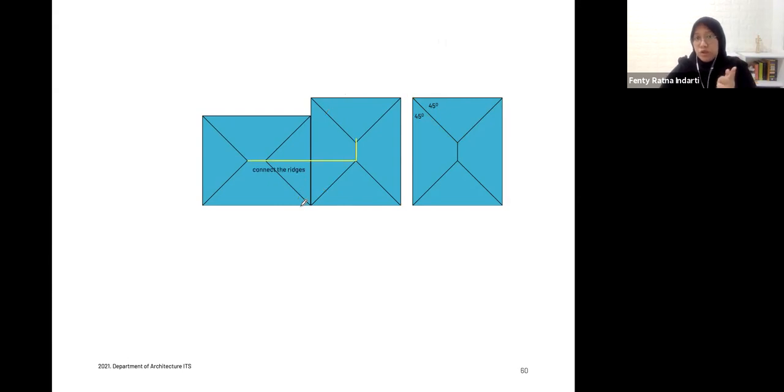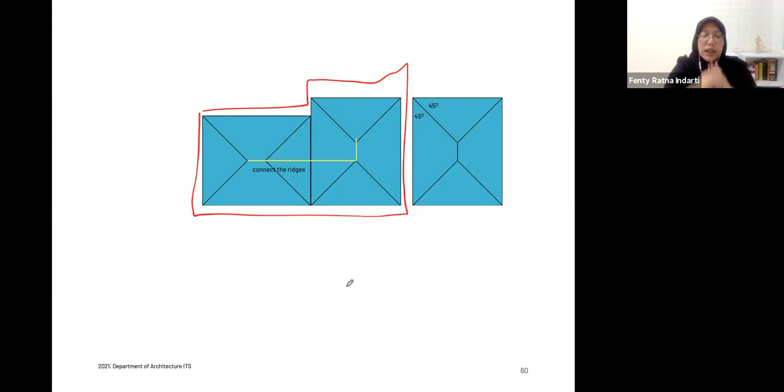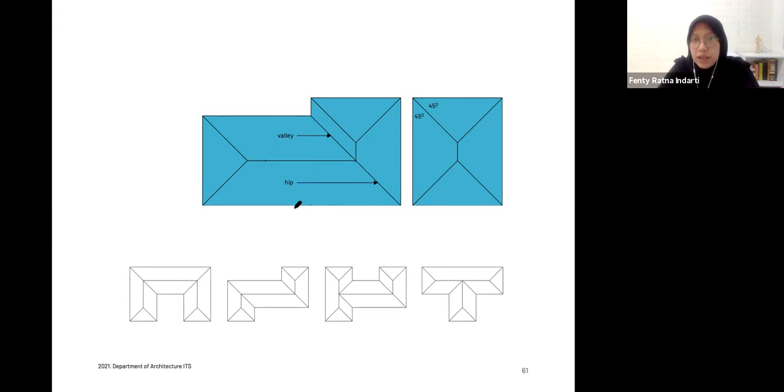Try to connect the ridges. For example, this is one mass like this actually. That's how you draw it. So first thing, you try to separate the mass and try to build a simple hip roof and then try to connect it now. So the connection is called the ridges. So try to connect it like this and then like this. And next, you have to develop the valley and also the hip.